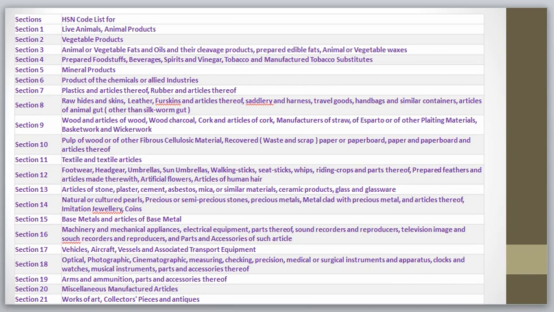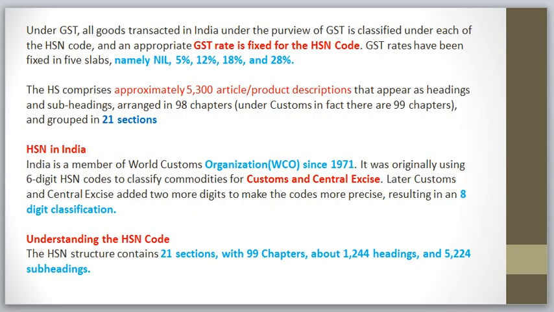So in India we have around 21 sections, 99 chapters, 1,244 headings and 5,224 subheadings. Around 5,000 goods and products come under the HSN code.